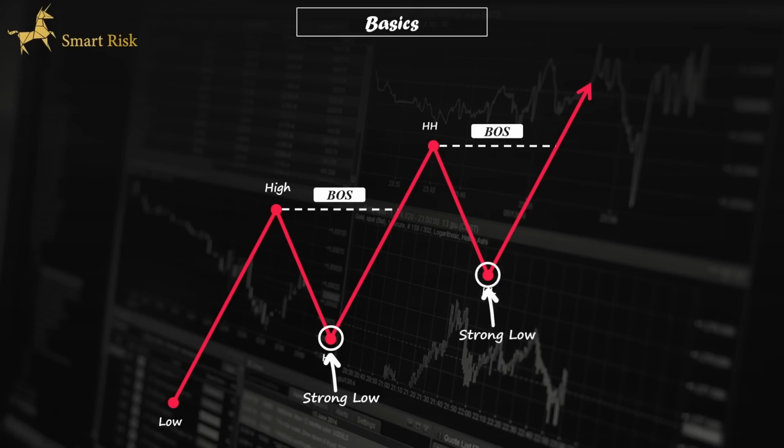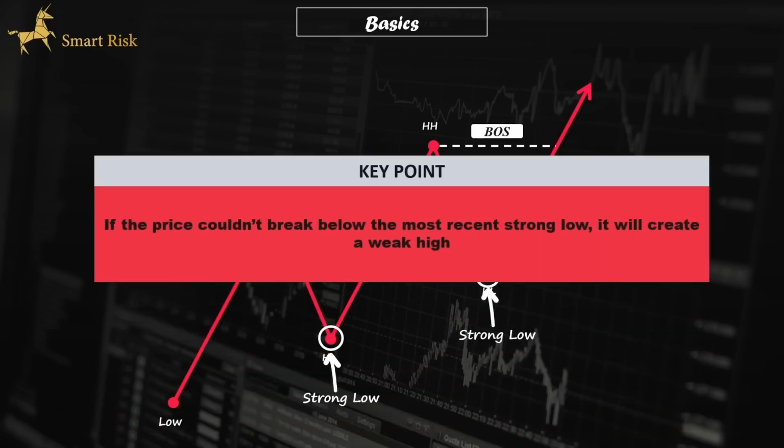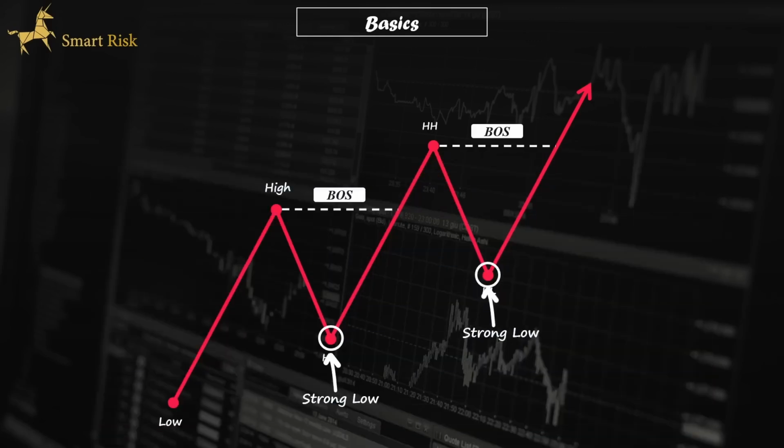Now, let's move on to the weak structural points inside this bullish structure. If the price couldn't break below the most recent strong low, it will create a weak high. So if we look at this structure here, we see that we have a strong low at the extreme since the price broke the upper structure to the upside here. After the break of structure and the formation of the strong low, the price retraced back down and started a pullback. As you can see, the price couldn't break below this strong low point and already created a weak structural point called the weak high here.